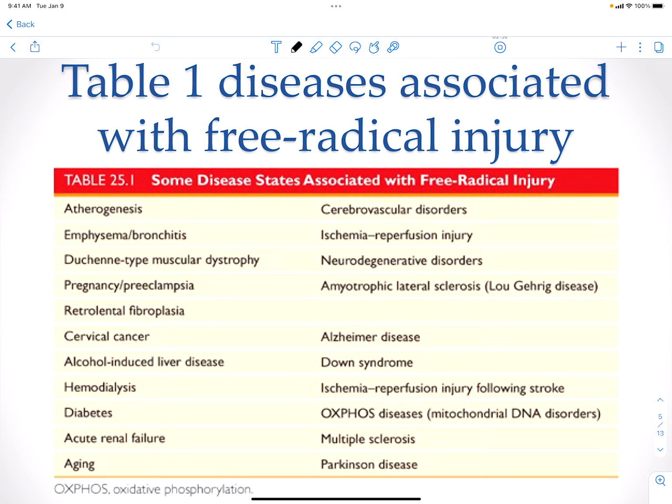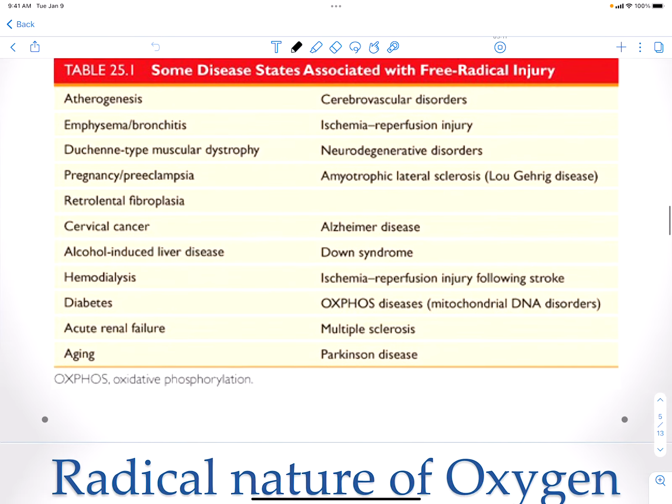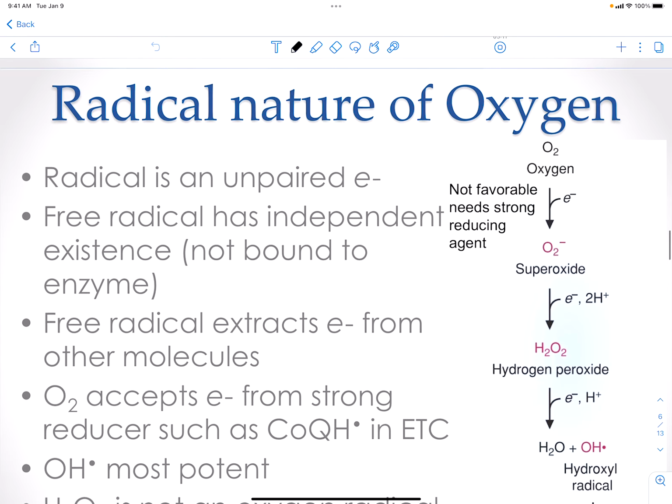And so we have a list of diseases here. We have diabetes, which is going to be associated often with Oxphos disease, which is a mitochondria DNA disorder. You can have Parkinson's disease, multiple sclerosis, Duchenne type muscular dystrophy, which is a neurodegenerative disorder, etc. So there are many that are becoming more and more related to free radicals as part of the disease process.